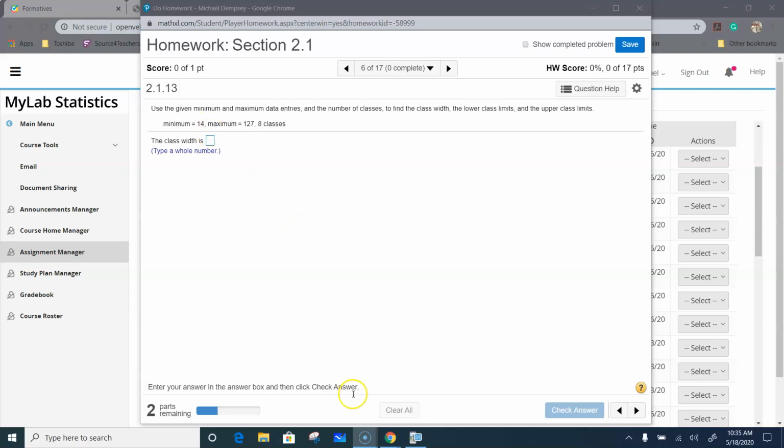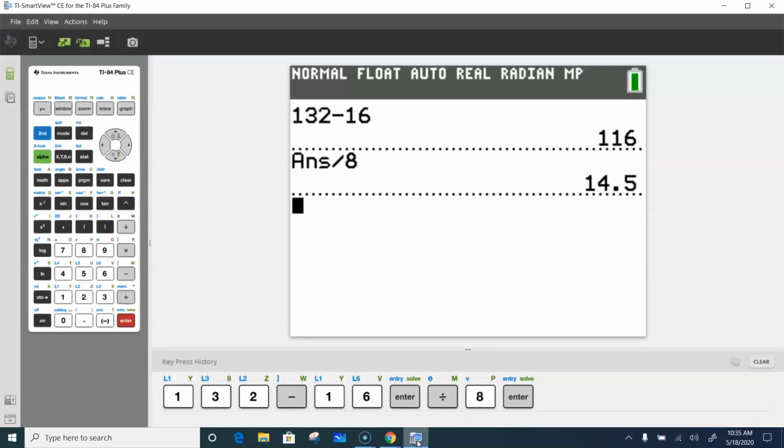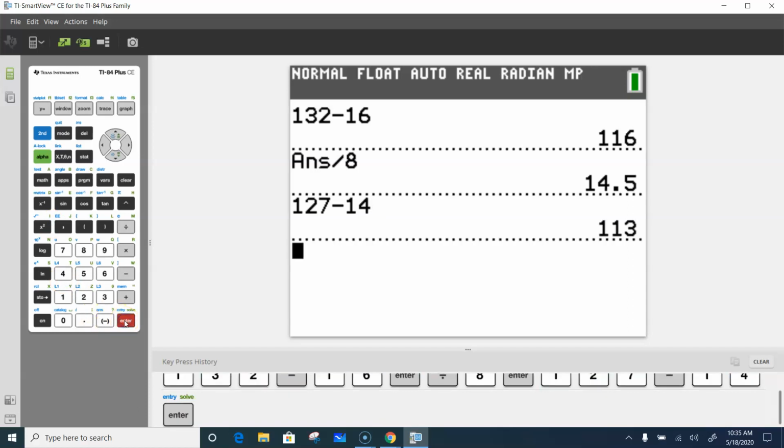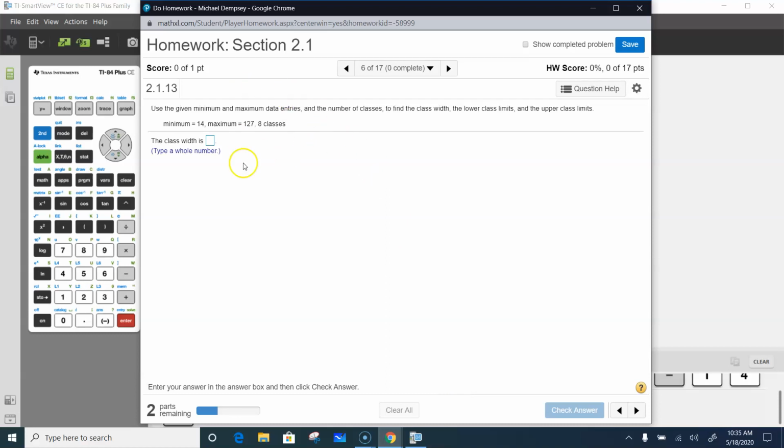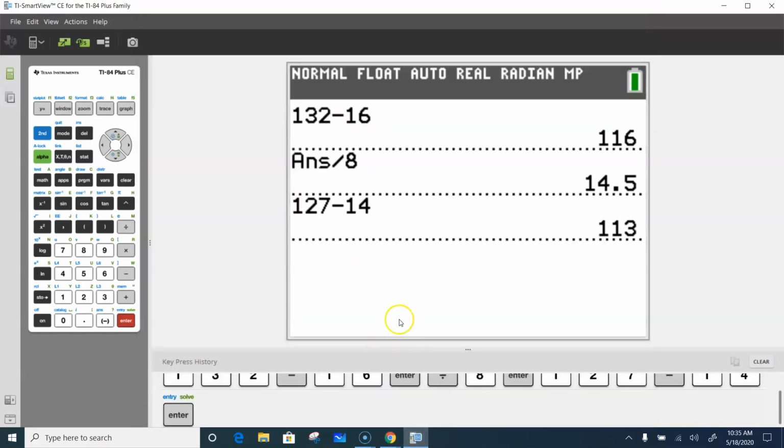The first thing I'm going to do is subtract them. So the first thing I'll do here is take 127 minus 14. That's my range. All right, that's the max minus the min. And then we look at, well, how many classes do we want to divide that up by? We want to divide it into 8 different classes. So I'm going to take that 113, divide by 8.